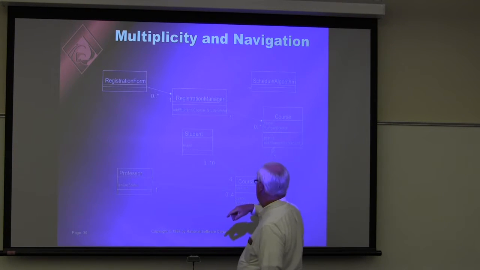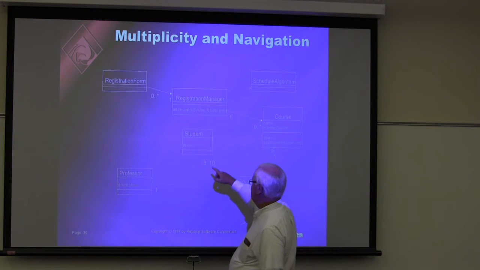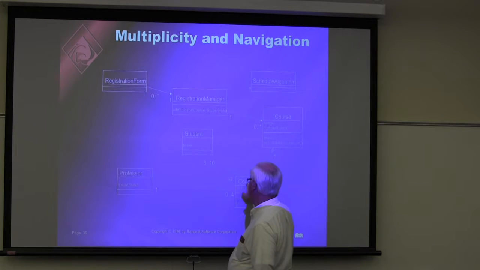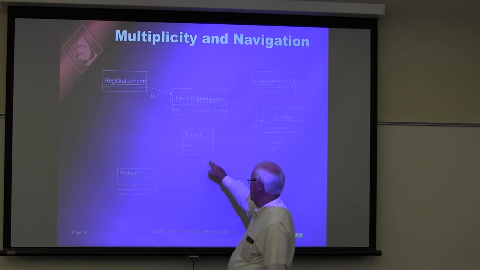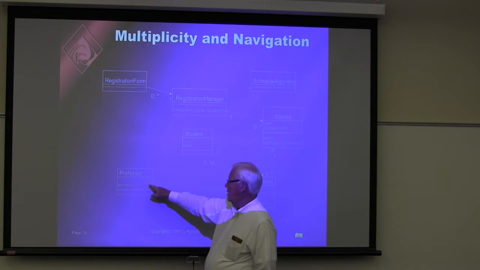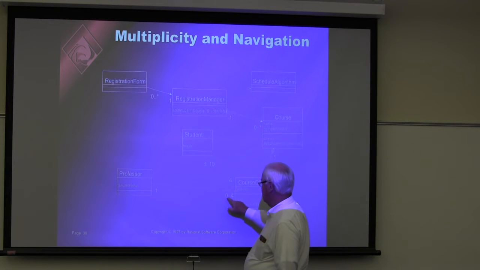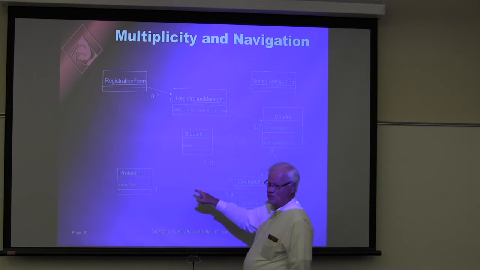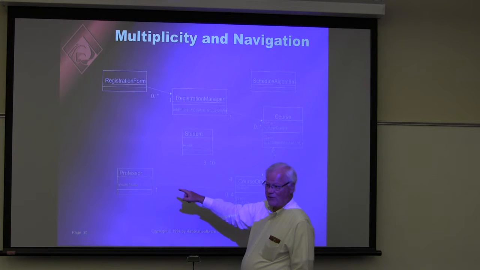But over here, we could have a student getting 3 to 10 instances from the course offerings, right? I think that's what that's saying. I think that's the multiplicity. Professor sends in one request for their schedule, for their rosters, but they could get up to 4 rosters back, meaning the professor can teach up to 4 classes.